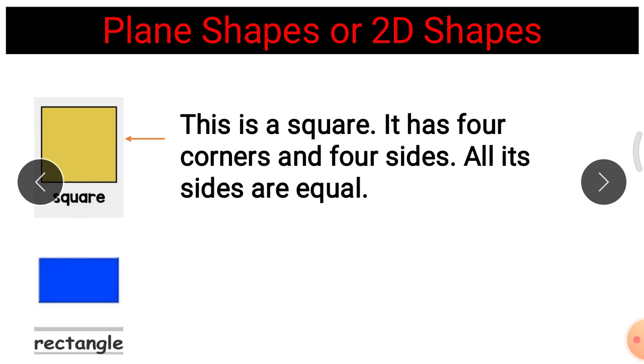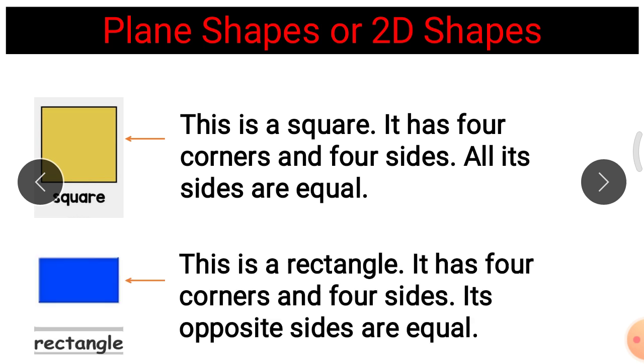Now let us see. This is a rectangle. Now what is a rectangle saying? This is a rectangle. It has four corners and four sides. It also has four corners, same like a square, right? And four sides in the same way. But what is the only difference? That its opposite sides are equal. Its all sides are not equal.